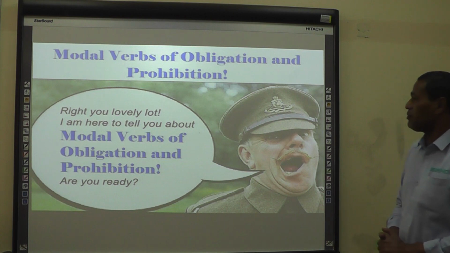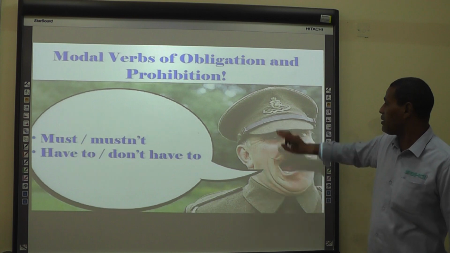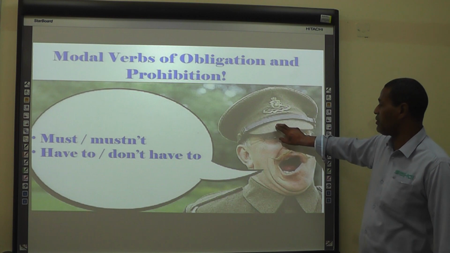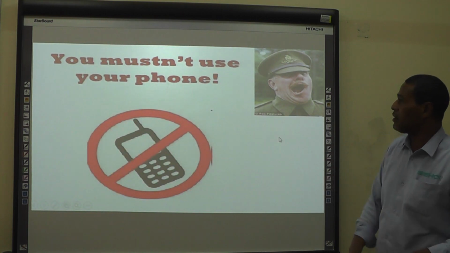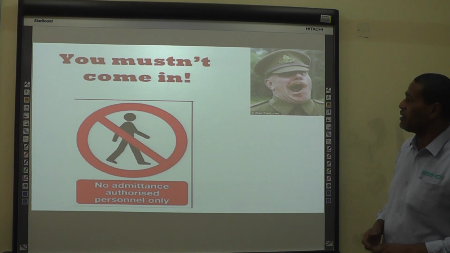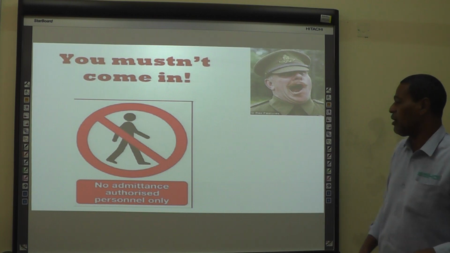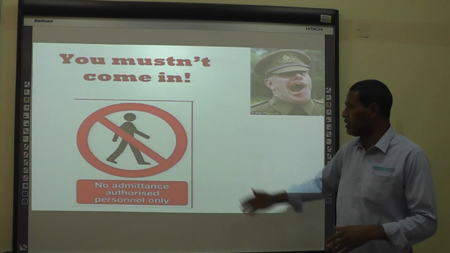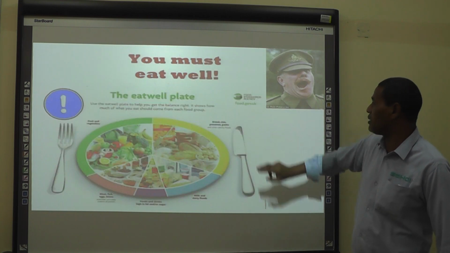Again, more examples. Modal verbs of obligation and prohibition. Must and mustn't, have to and don't have to. You mustn't eat junk food. You mustn't use your phone. You mustn't come in. So here on the sign, no admittance, authorized personnel only. So you are not allowed to enter this room or this place unless you are an authorized one.